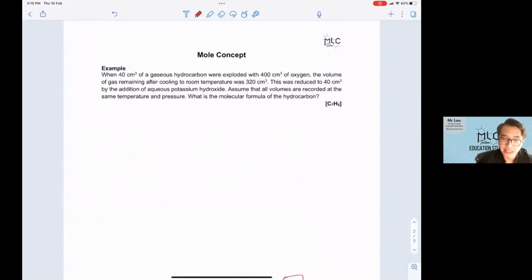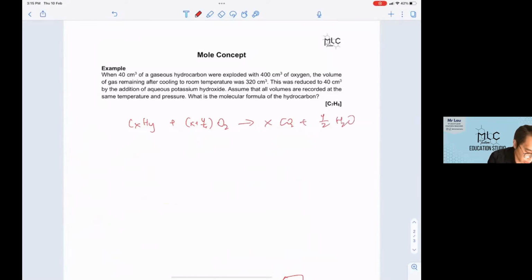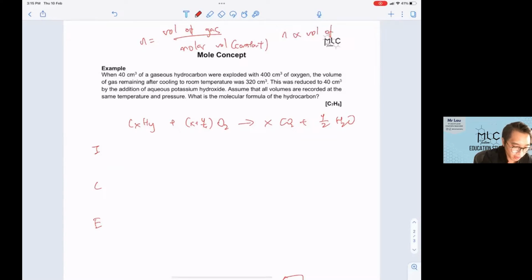Now, how do we do this ICE table? First, balance your combustion of hydrocarbon as per normal. Give you X CO2 and Y/2 H2O. Do an ICE table. In this case, they give you the volume of gas and you can use it in your ICE table rather than moles. By right, your ICE table should be done in terms of moles, but because the volume of a gas is proportionate to the number of moles, because number of moles is equal to volume of gas divided by molar volume, which is a constant, you can see that the number of moles is proportionate to volume of gas.